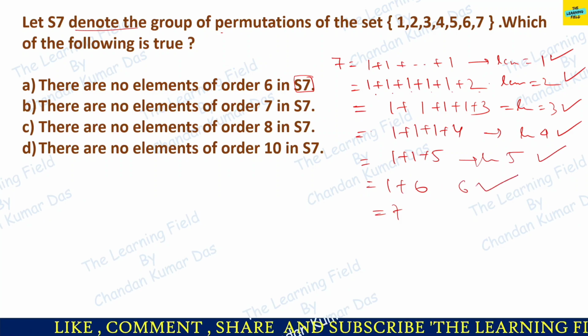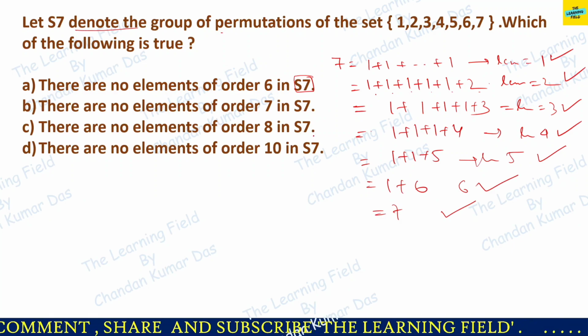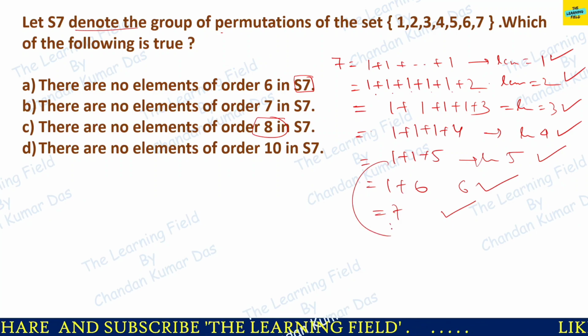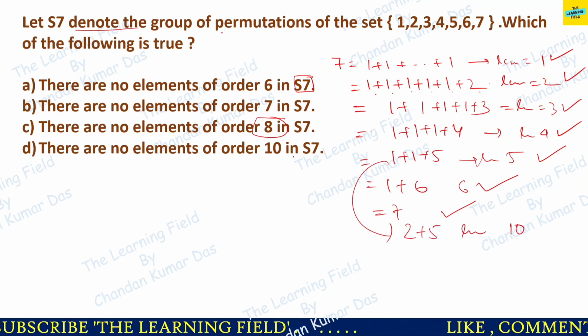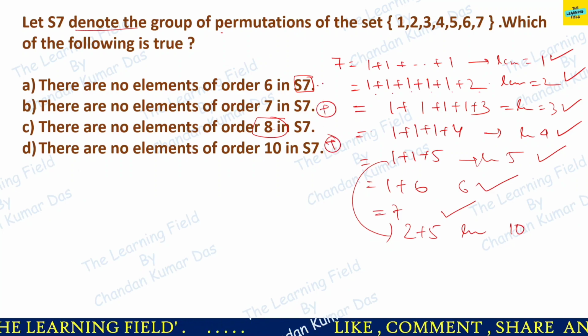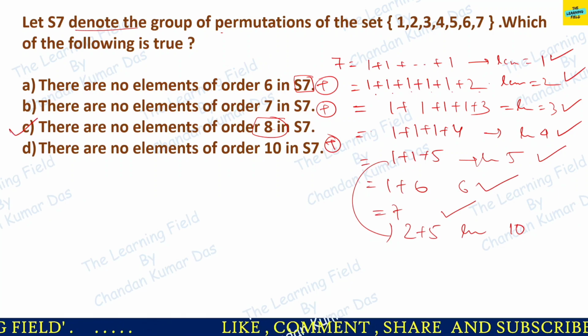We get order 6 elements, we get order 7 elements, but there is no element of order 8. And we also get an order 10 element. From here we can write 2 plus 5, so the LCM of 2 and 5 gives 10. So this also exists. So this is a true statement, this is a true statement, this is a true statement, but in this option, there are no elements of order 8 in S7.